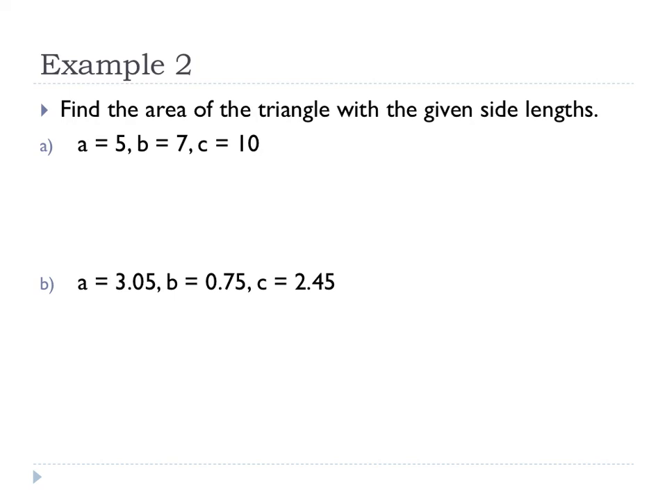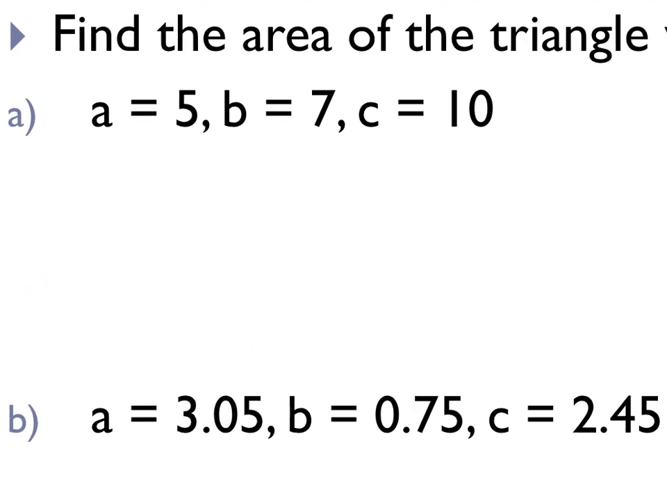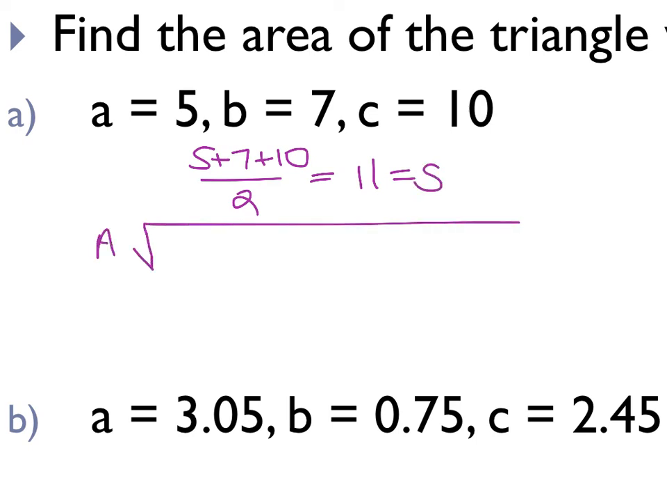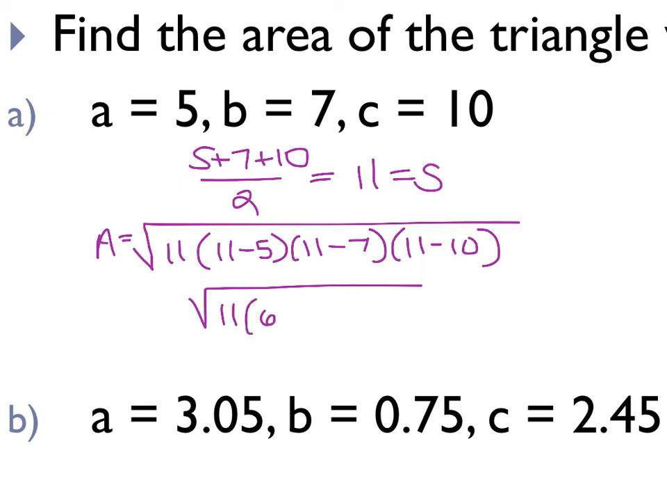All right, so it says find the area of the triangle with the given side lengths. I'm going to first take A, B, and C, add them together, and divide by 2. So 5 plus 7 plus 10 divided by 2, which is 11. That's my S. Then I would do the square root of S times S minus A times S minus B times S minus C. I can simplify that first and then continue, or you can let your calculator do the work for you all the way across, because when it gets to the decimals, it's not going to be so easy. So this would be 11 times 6 times 4 times 1.